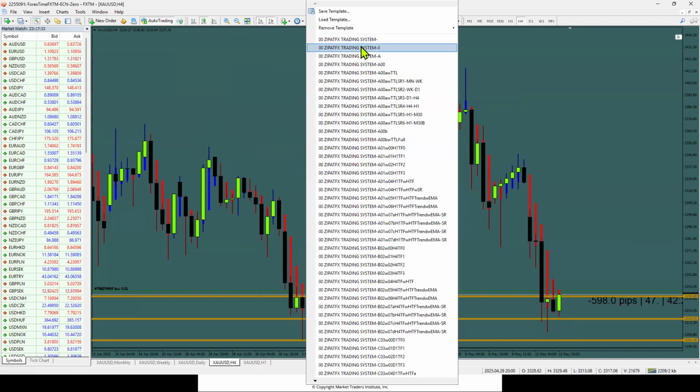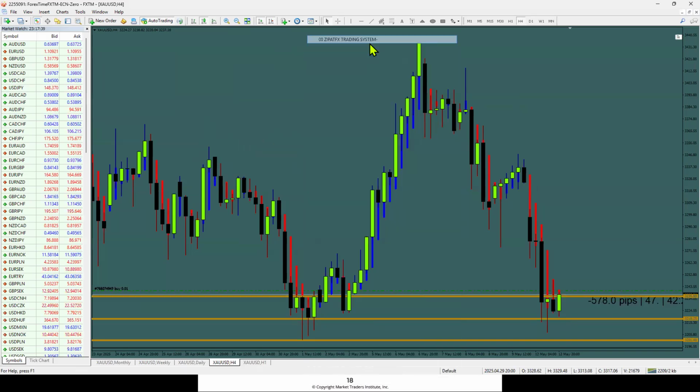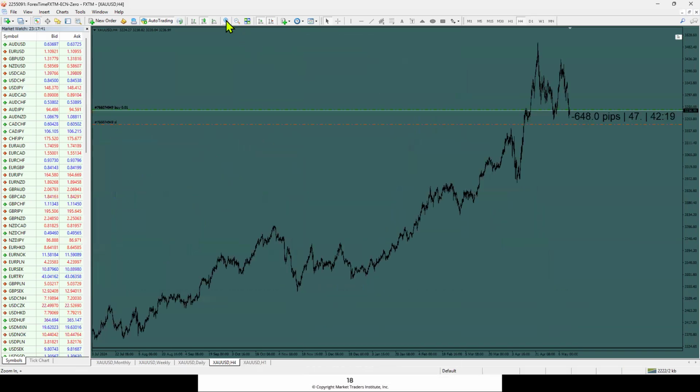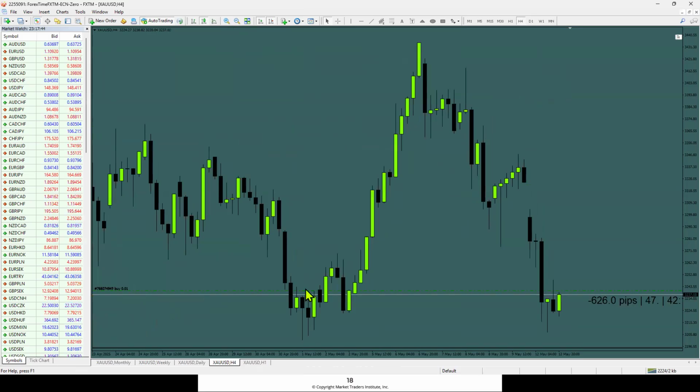Okay, don't worry. Let me use MT5. MT5 is okay, don't worry. Let me just apply it here. So I go 1, 2, 3 like this. All right, so this is your candlestick.